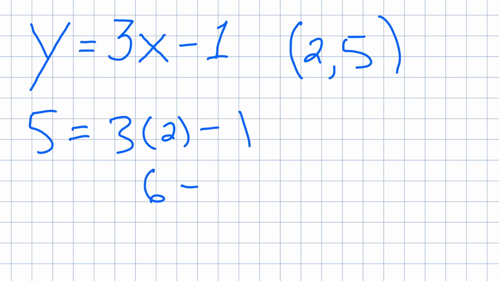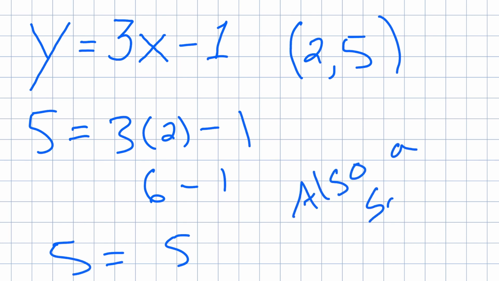5 equals 6 minus 1, and 5 equals 5. So 2 comma 5 is also a solution. But does that mean that every number is a solution? Well, let's try 4 comma 1.